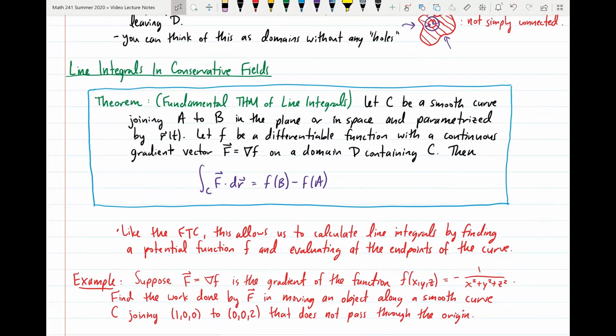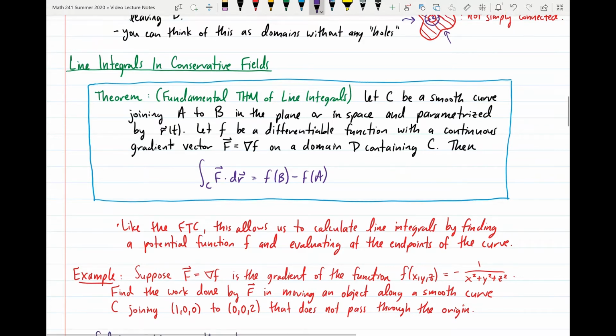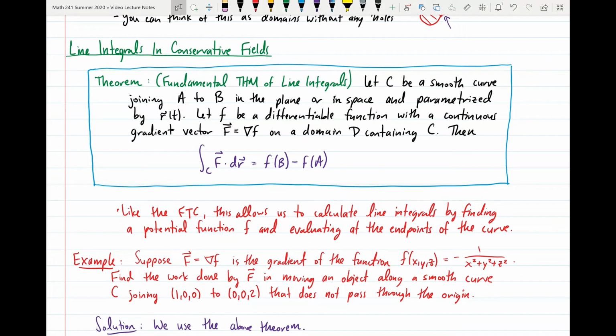So let C be a smooth curve that joins 2 points A and B in the plane or in space, and let C be parametrized by some vector valued function r of t. And let little f be a differentiable function with a continuous gradient vector, big F equal to the gradient of f, on a domain D that contains the curve C. So we have some domain, maybe it looks like this, and then we have our curve that's running through the domain that might look like this.